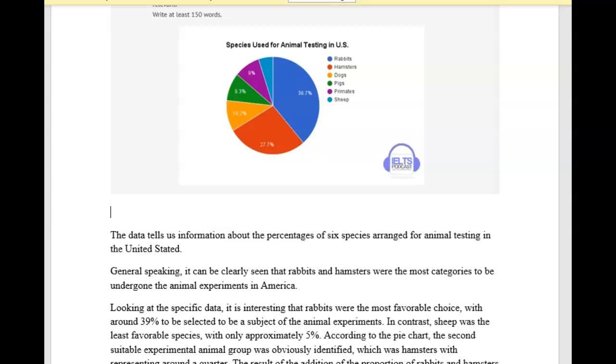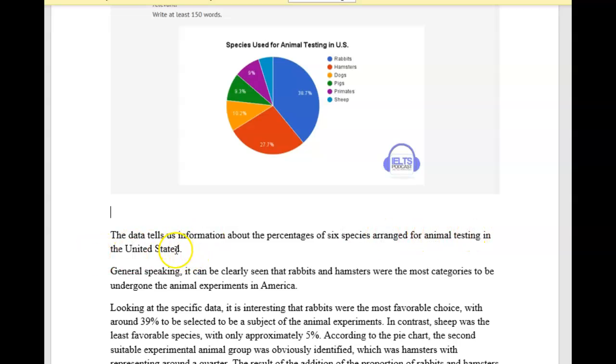I absolutely agree with having an introduction and then following that with an overview. Personally, it's the organization that I like to see most. However, I'm finding some errors with your grammar and also with your vocabulary. So I want to look at those two paragraphs again a little more closely to correct some of the errors. So this is okay, the data tells us information, that's fine. The data tells us information about the percentages of 6 species. I wouldn't say arranged, but I would have maybe said used for animal testing in the United States.